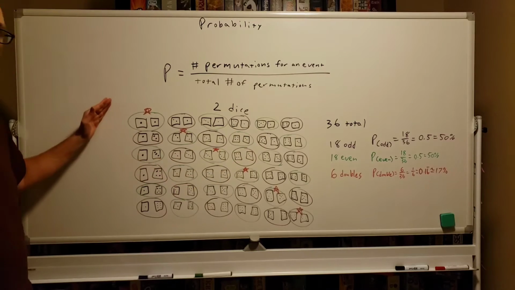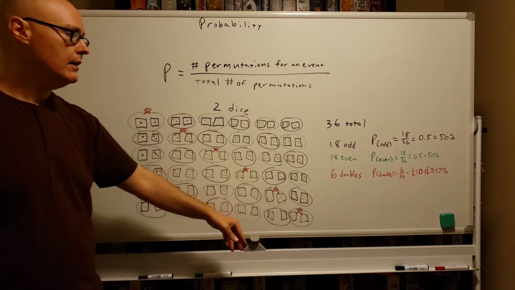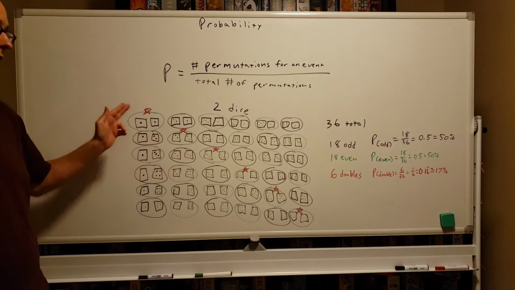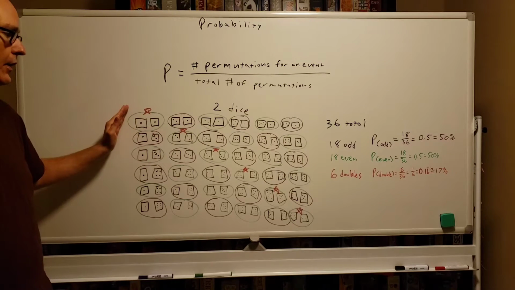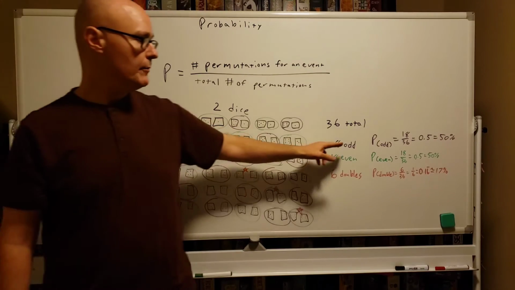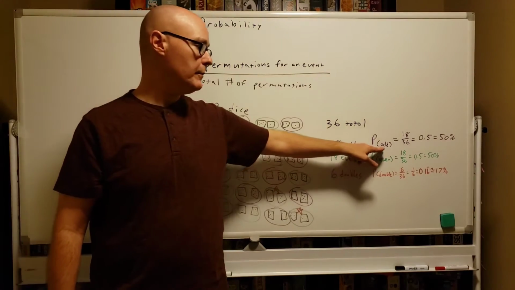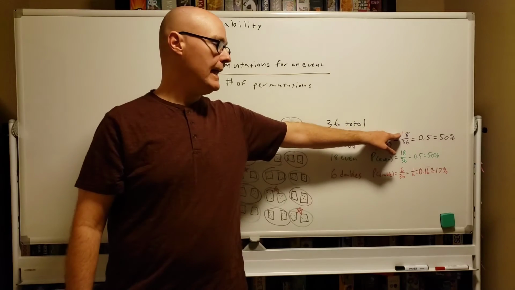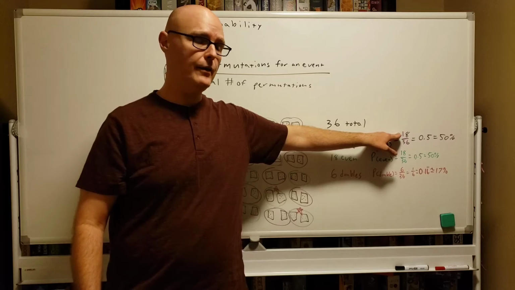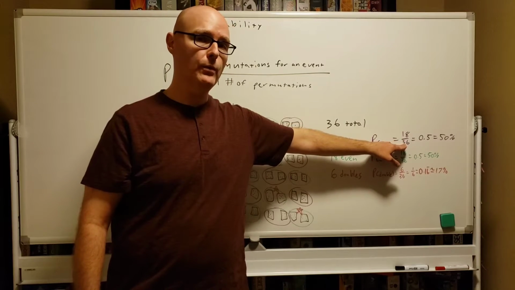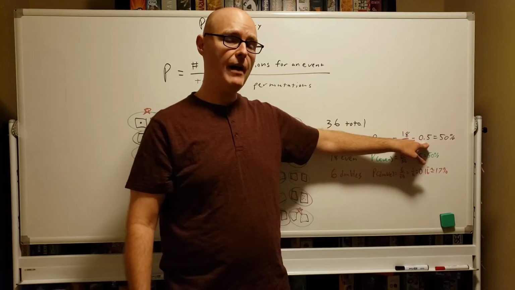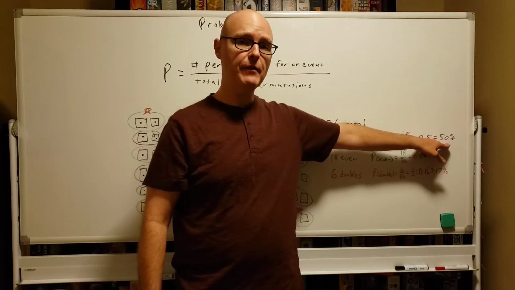So if I have 36 permutations, then the probability that I will have an odd number, since there are 18 permutations that are odd, is 18 permutations to give me odd numbers, divided by the total, which is 36. That will give me 0.5 probability, or 50% probability.